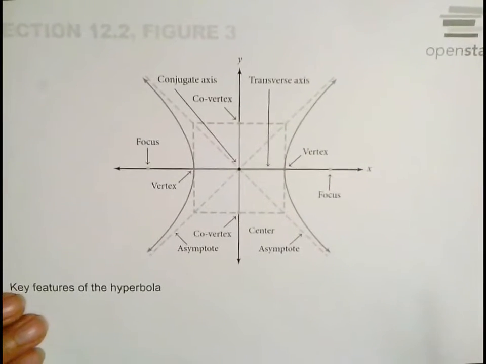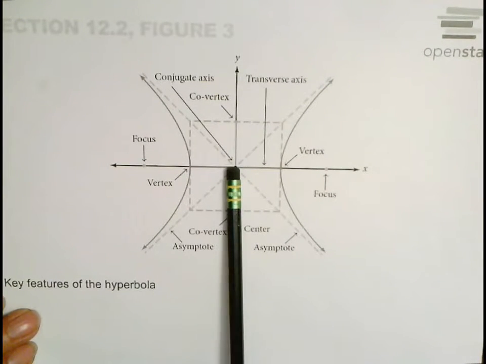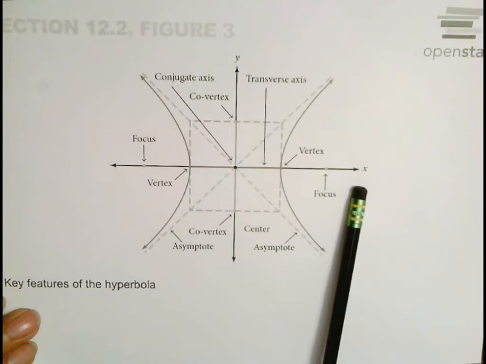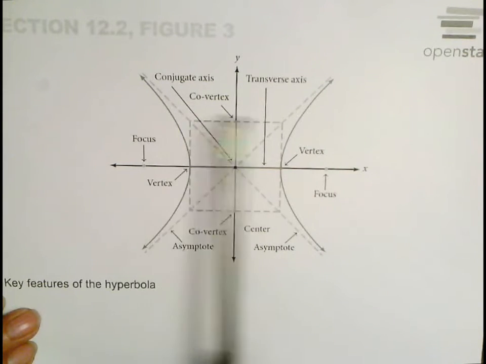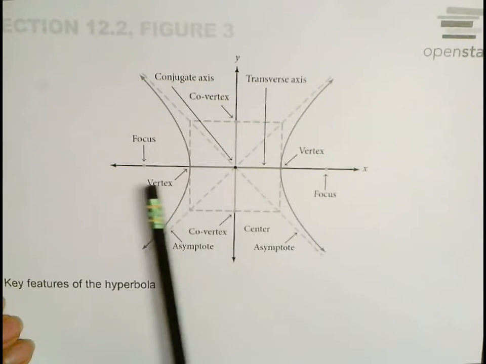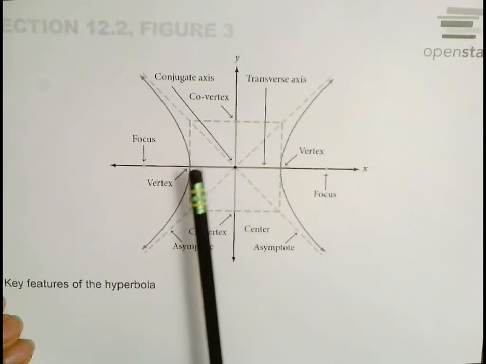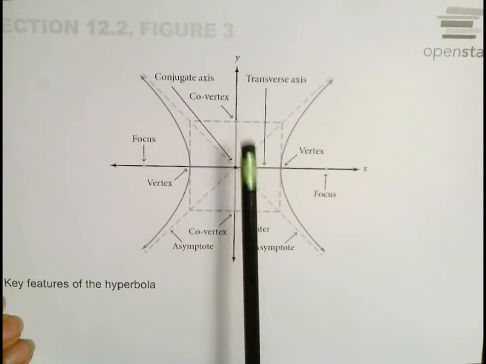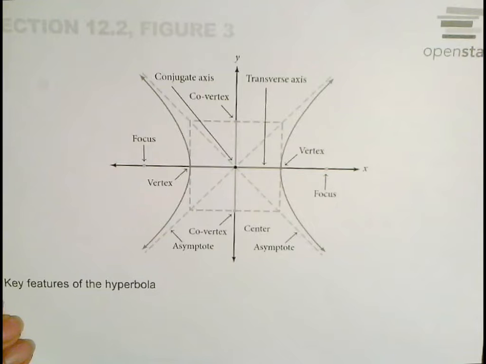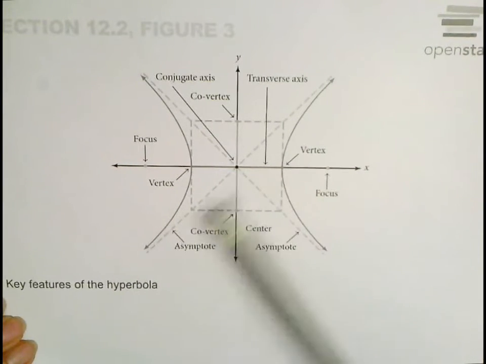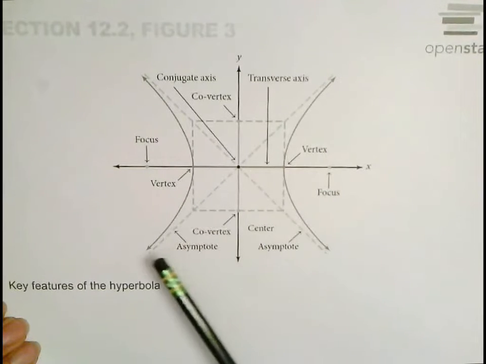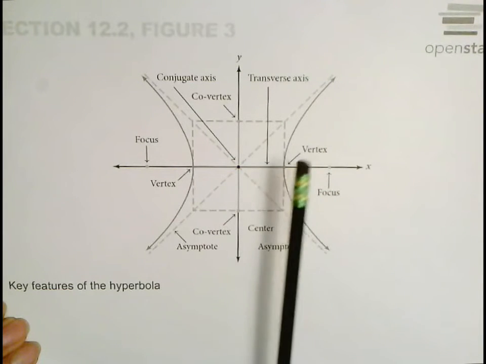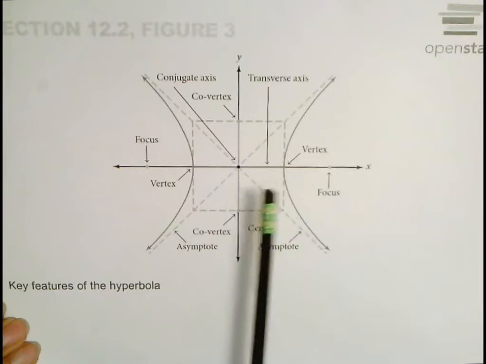Let's look in more detail at the key features of the hyperbola. So here's the center. Here is the transverse axis, because you see the branches are opening right and left, and the transverse axis is horizontal. Here is the focus point. Vertex again, vertex. This part of the rectangle up here is called a co-vertex. And we're going to have slant asymptotes to help us sketch our hyperbola, so we'll know exactly how wide or how close together the branches are.